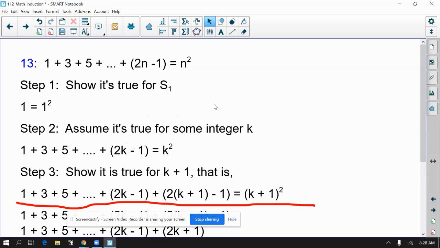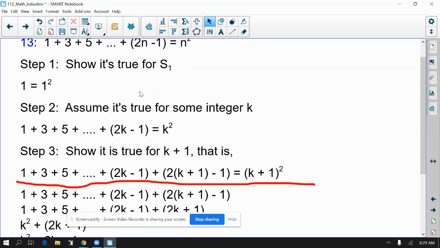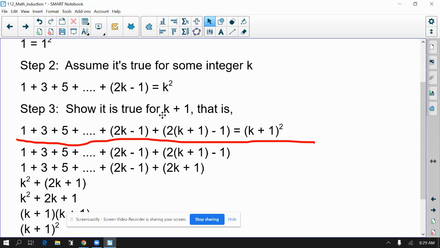So, mathematical induction, we show that it works for step 1. When n is 1, this becomes 1 squared. When n is 1, it's the first term, and the first term happens to be 1. Well, 1 does equal 1 squared, so step 1 is good. Step 2, assume it works for an arbitrary amount of n values, so we just call that k. And then let's show that it works for the next one, the k plus 1.